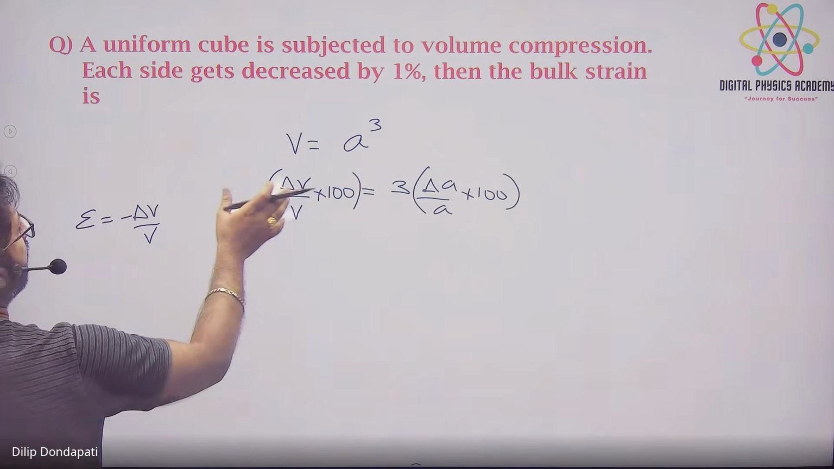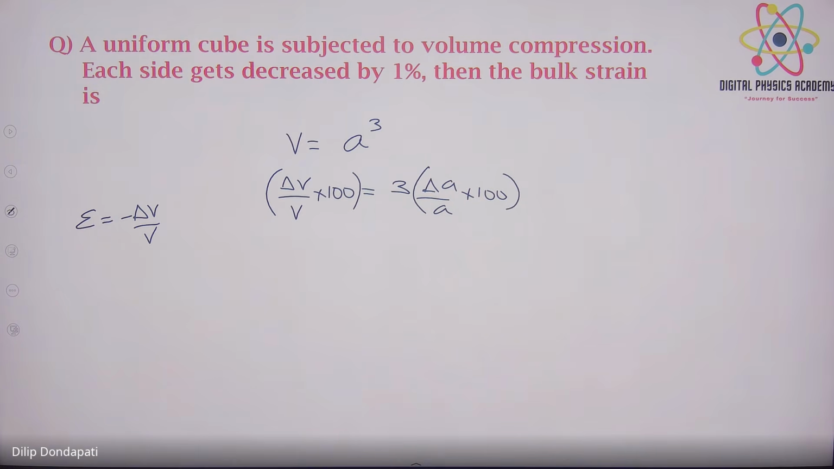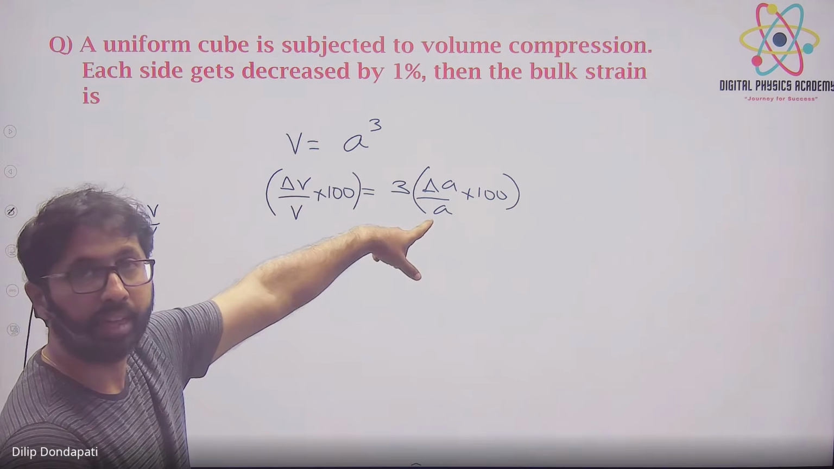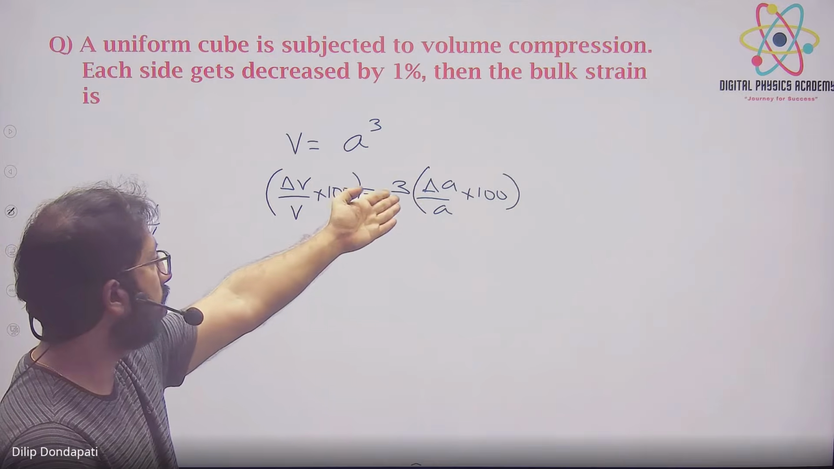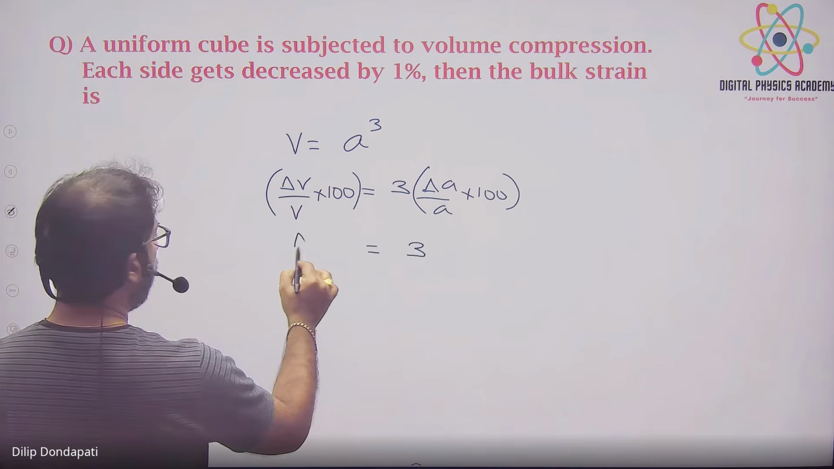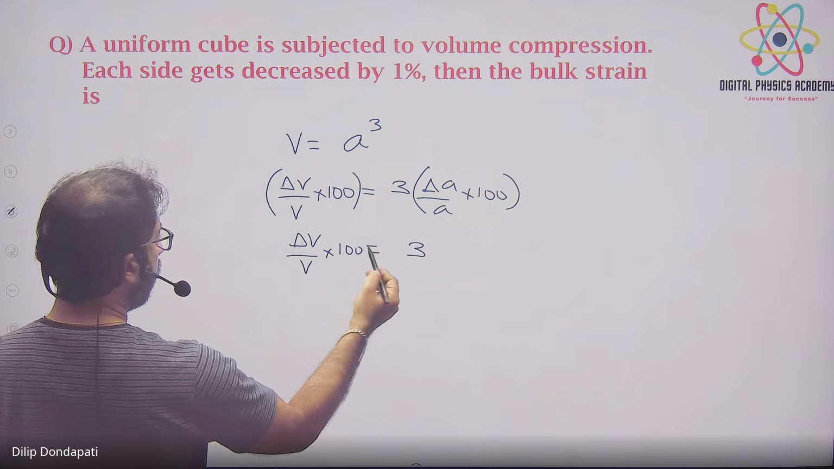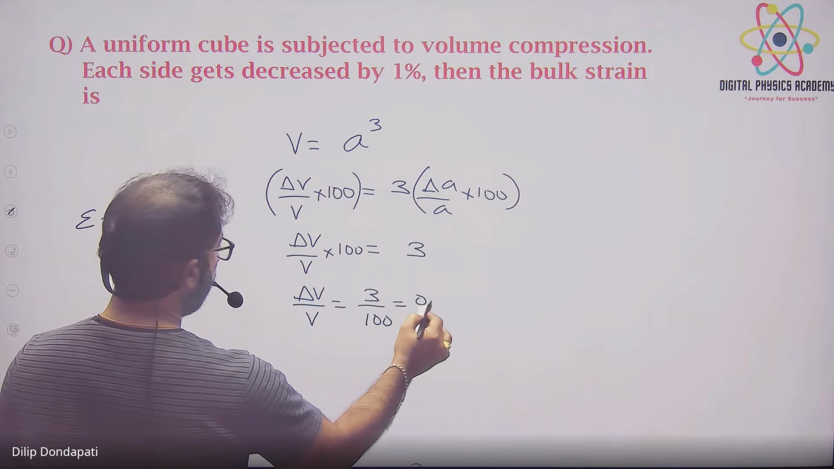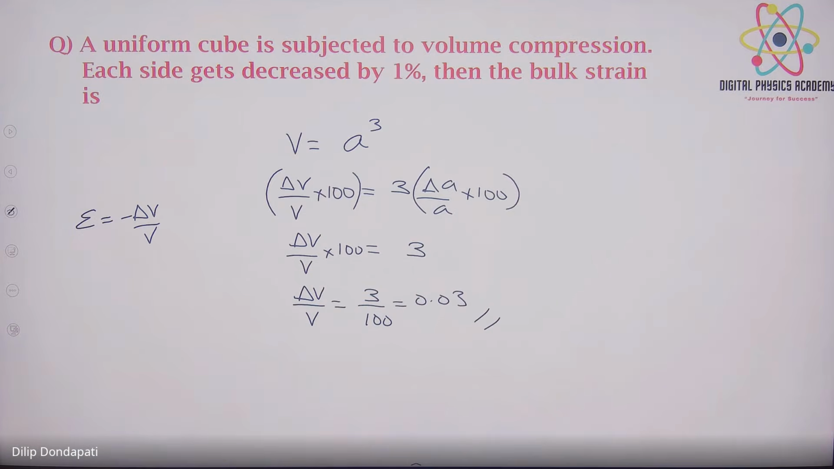And they have given that each side is decreased by 1%. What does that mean? I want the volume percentage. Each side's percentage is 1, so delta A by A is 1 percent. 3 into 1 is 3, so the percentage is 3%. Delta V by V into 100 is 3, so moving 100 to the other side, it is 3 by 100, which is 0.03. This is the strain; delta V by V is what is needed, that is why I moved 100 to the other side.